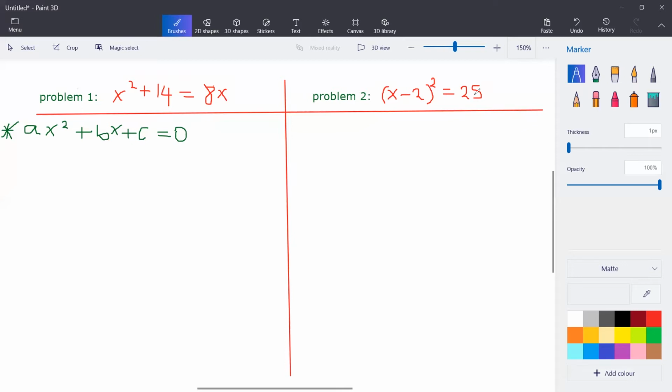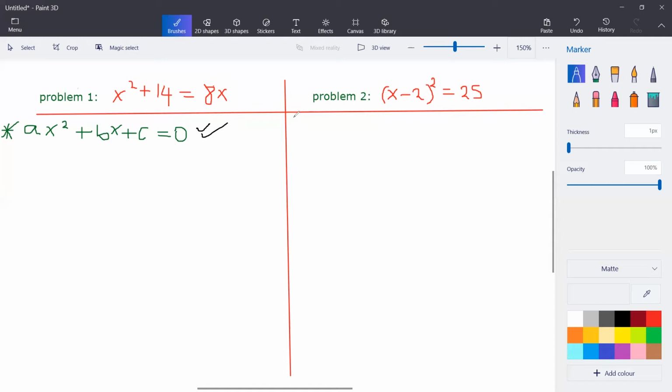Hello guys, welcome to this channel, and in this video we are going to solve quadratic equations using the completing square method. All right, so the first thing you should always do is to write your equations to look like this. That is the general format of quadratic equations.